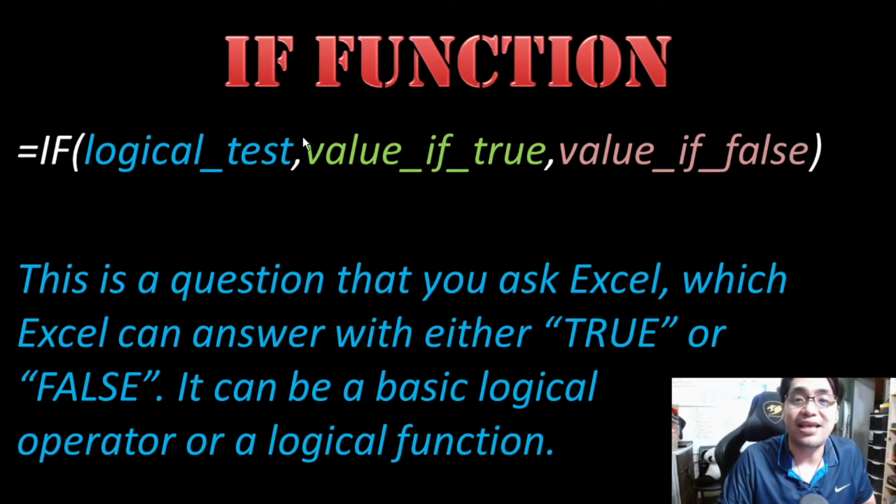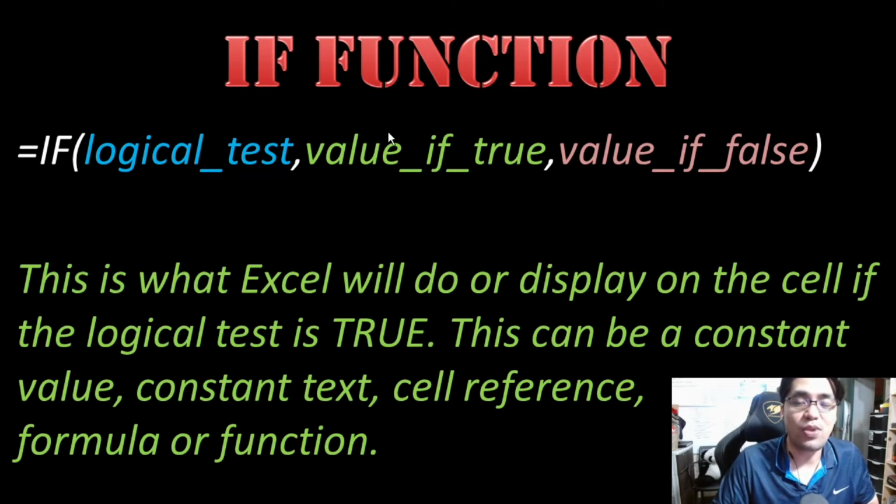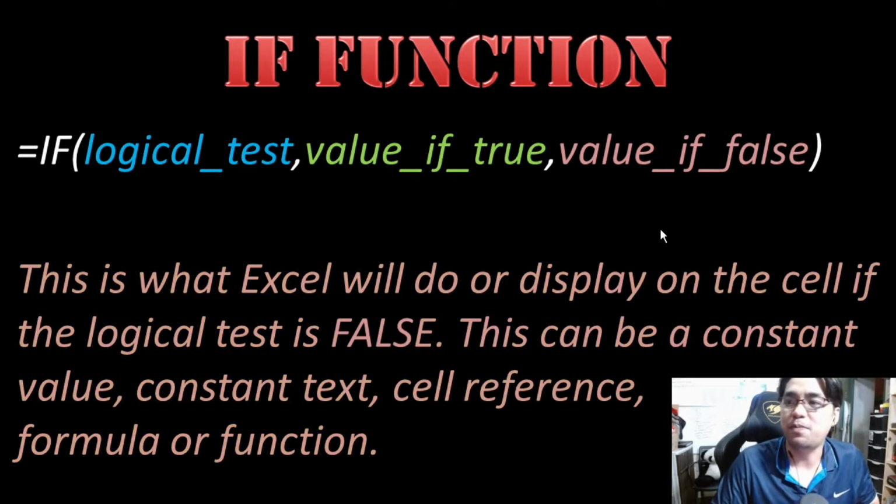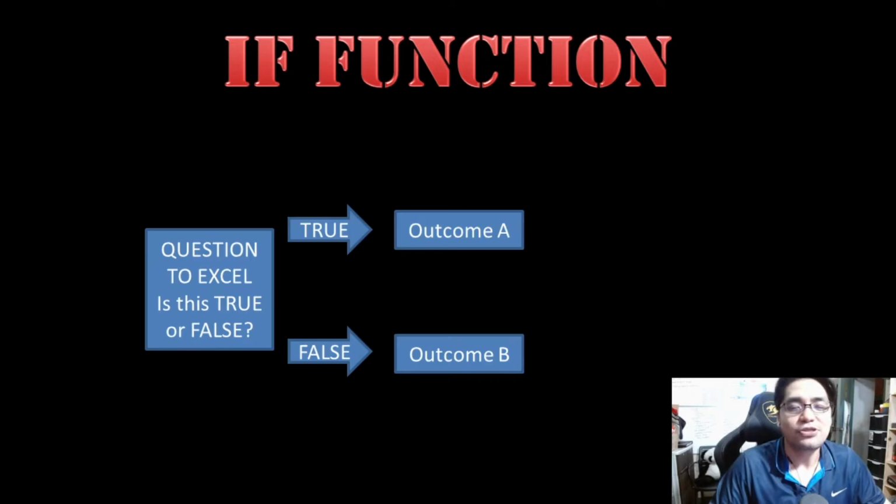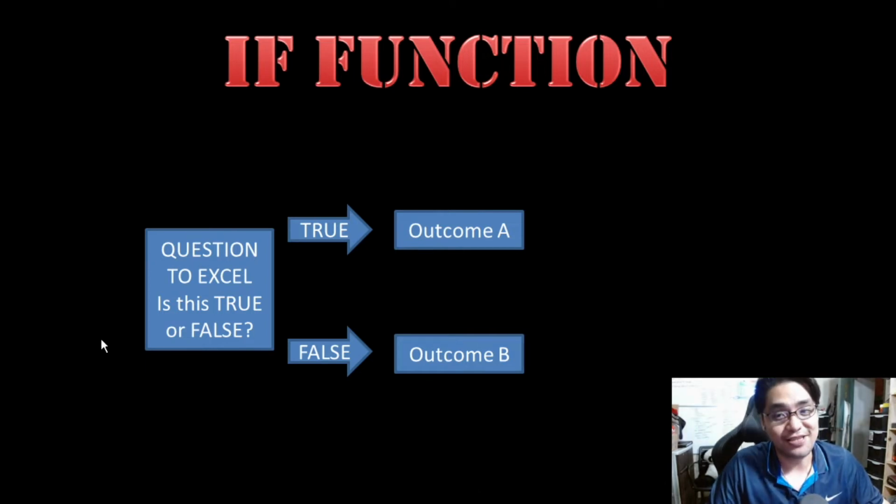So the logical test is the question. This is where you ask Microsoft Excel, is this true or false? The value if true is what Microsoft Excel will do according to your instructions if the logical test is true. And the value if false part, according to your instructions, is what Excel will do if the logical test turns out to be false. So for those of you who are not very much into words and like diagrams, it's kind of like this. You ask Microsoft Excel a question. Is this true or false?